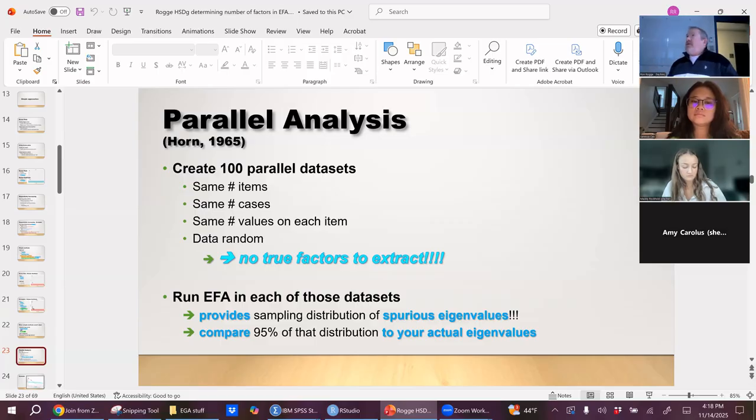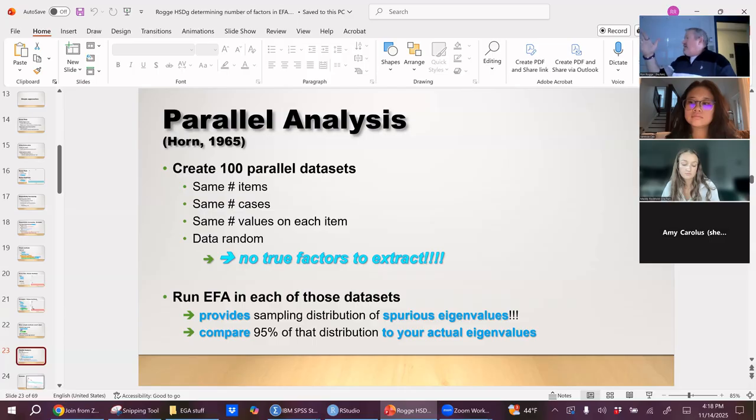But they're purely random. There should be no real factors. Then you run factor analysis on all of those 100 data sets and extract the eigenvalues. Those are eigenvalues you get from junk data, random data. And so that gives you a threshold.